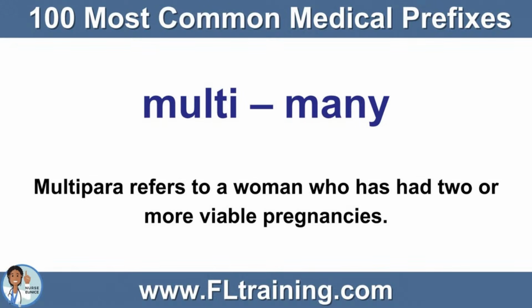Multi means many. So, multipara refers to a woman who has had two or more viable pregnancies. A viable pregnancy would not be a stillbirth. It would not be a birth that was terminated. It would be a birth in which the newborn has a heartbeat. That would be a viable pregnancy.